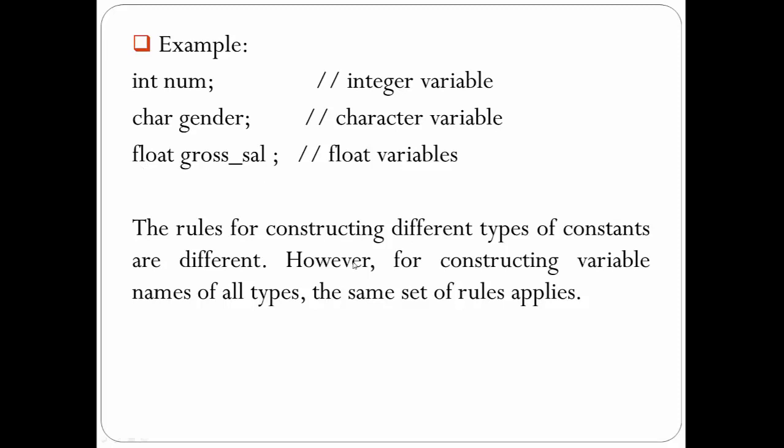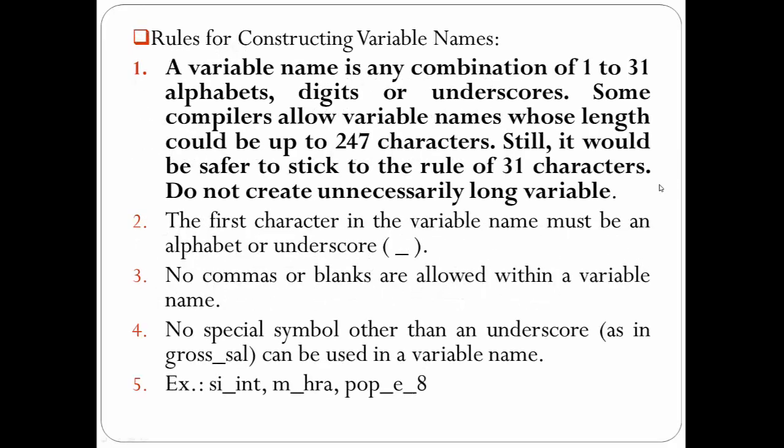The rules for constructing different types of constants are different, as we have seen before. For integer constants, the rules are different, whereas for real constants, they are quite different. Similarly, for character constants, we have seen different rules. However, for constructing variable names of all types, the same set of rules applies. So let's start with the rules for constructing variable names. The first rule is a variable name is any combination of 1 to 31 alphabets, digits, or underscores.